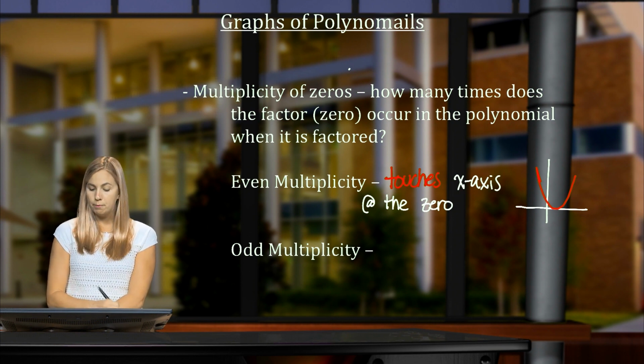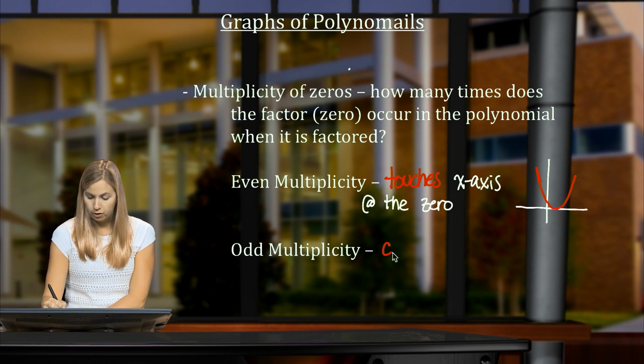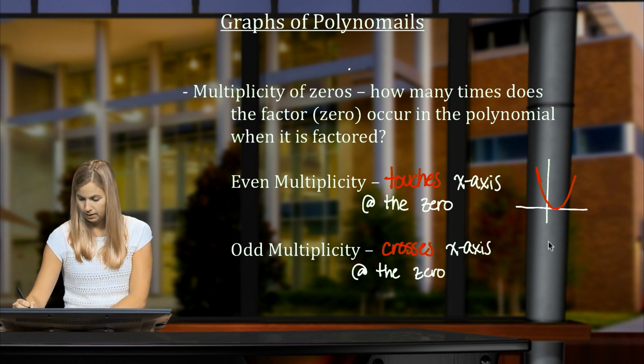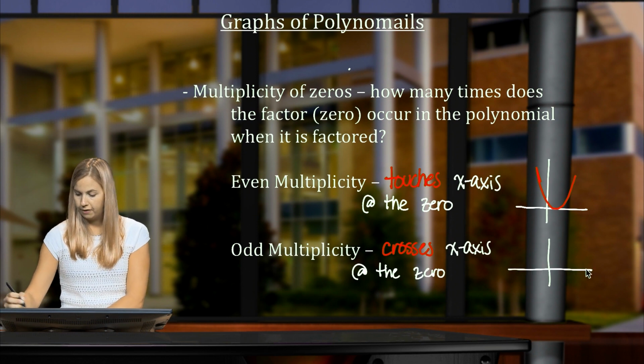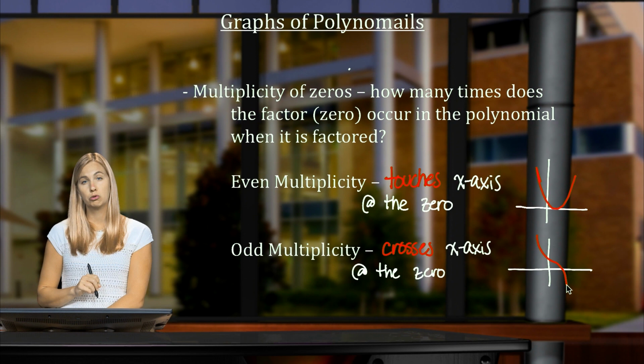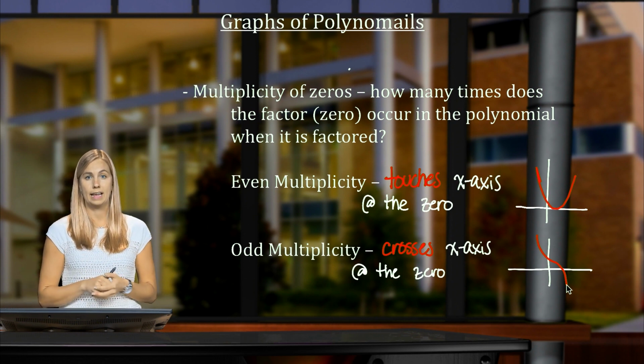Now if you have an odd multiplicity, then the graph crosses the x-axis at that zero. Again, what does that look like? If I'm crossing the x-axis, that means it's going to come down and go straight through the x-axis at that value.